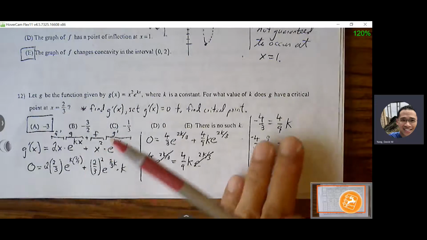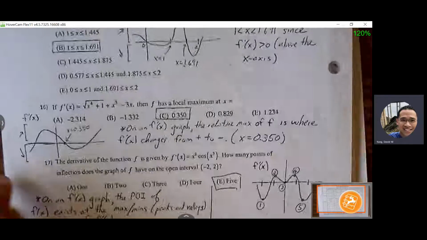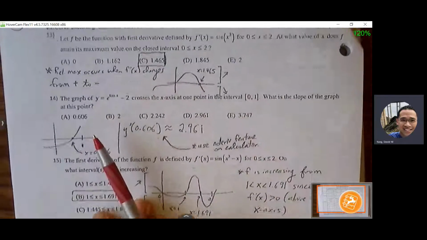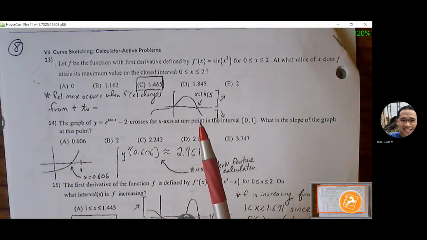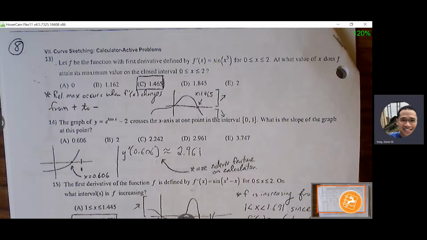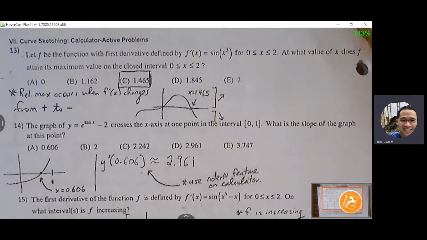Okay, let's go to page 8. Now, page 8 is going to be true calculator active problems. So I want to go through these problems with you. These are probably what calculator questions will look like, especially if it's dealing with a first semester derivative topic.